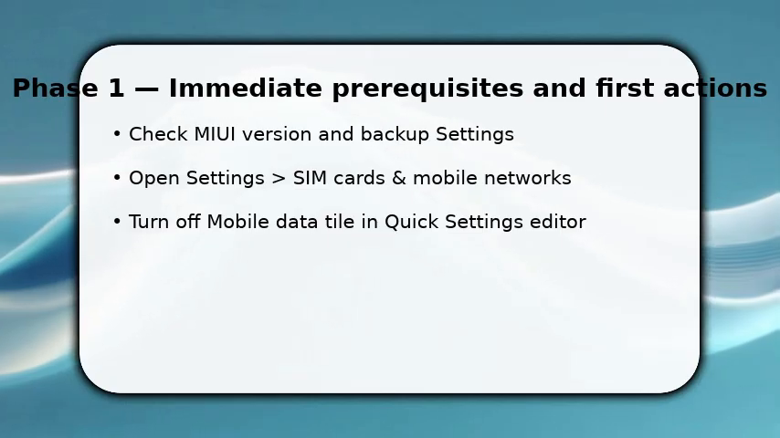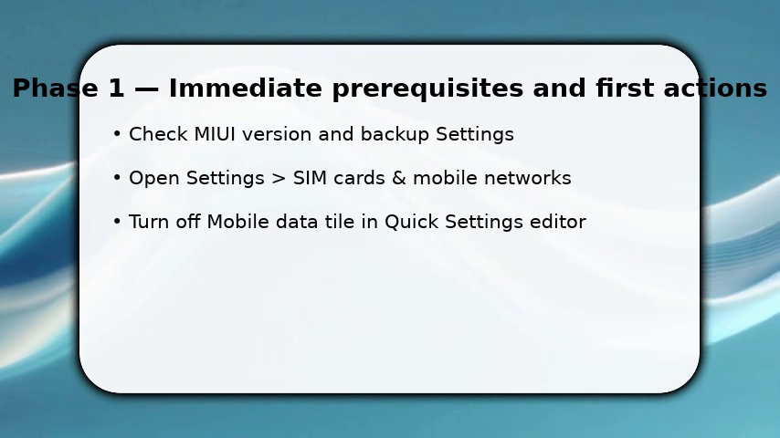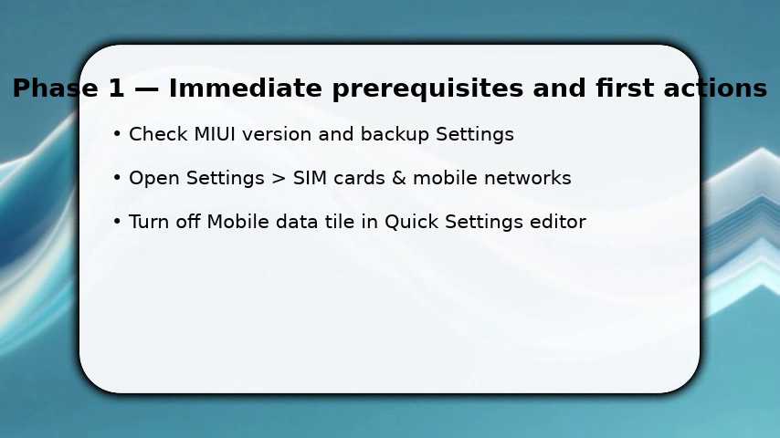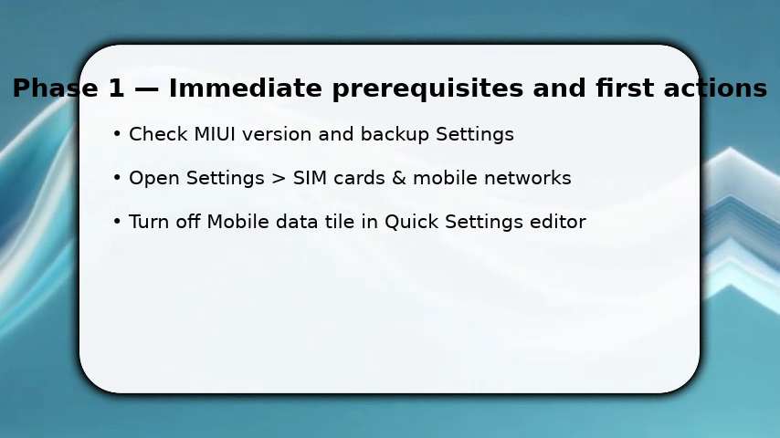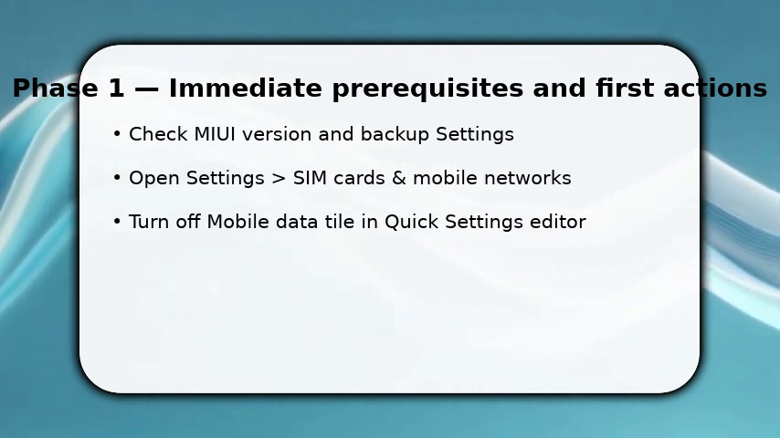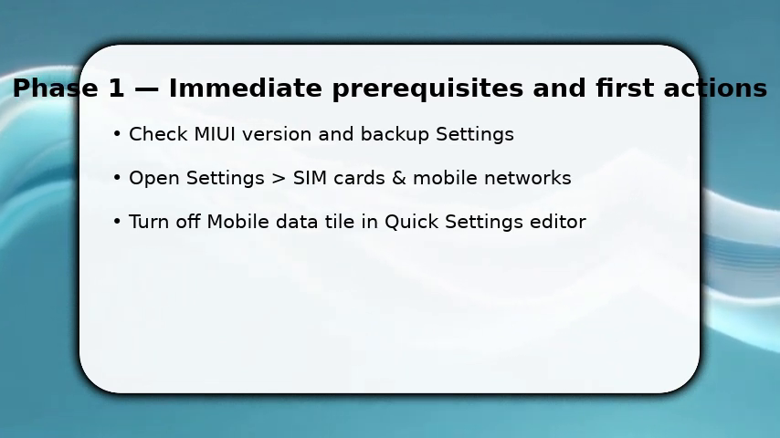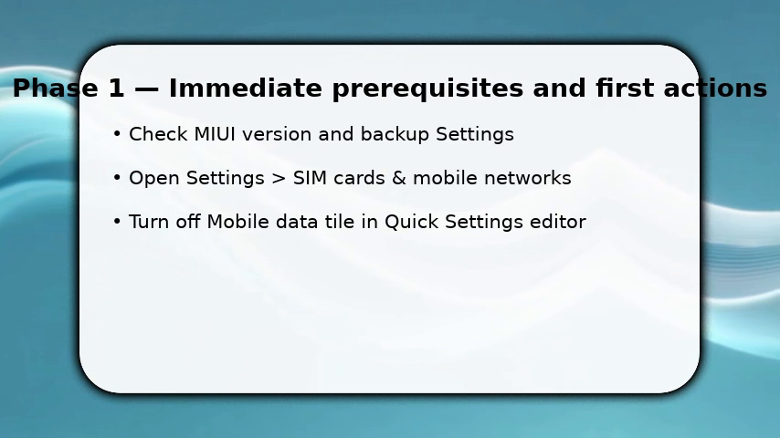You'll start by confirming MIUI and creating a quick settings backup. This avoids surprises later. Open Settings, go to SIM cards and mobile networks and locate mobile data. Once found, pull down Quick Settings and tap the pencil to edit. Remove or drag the mobile data tile out of active tiles.